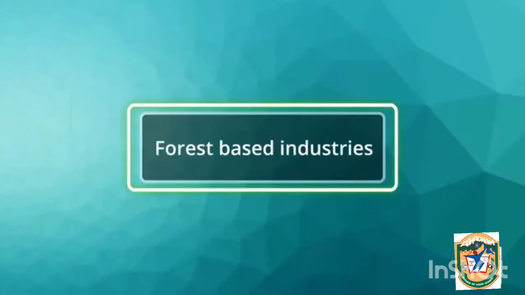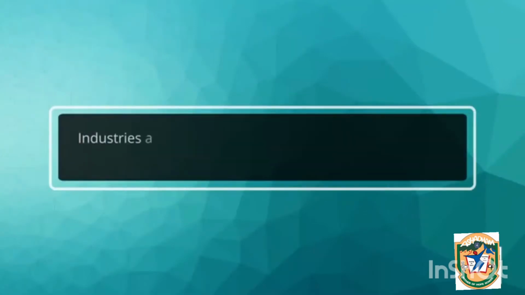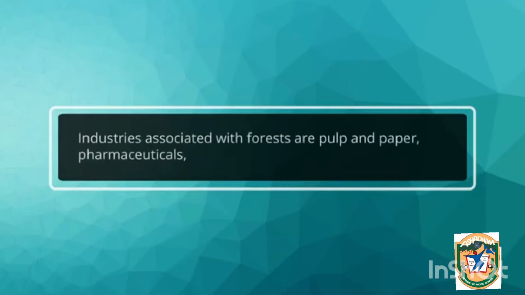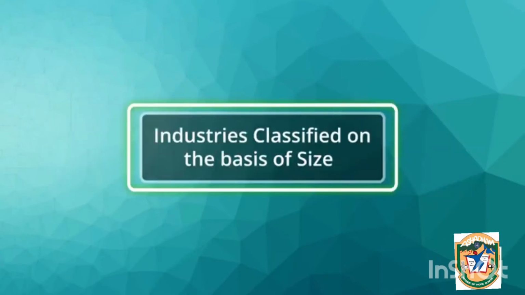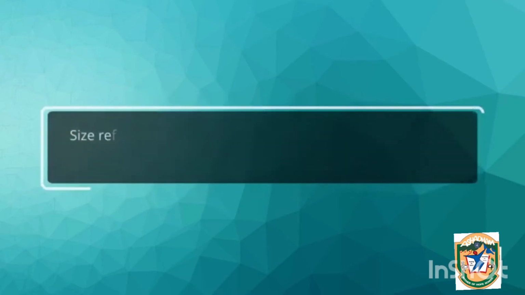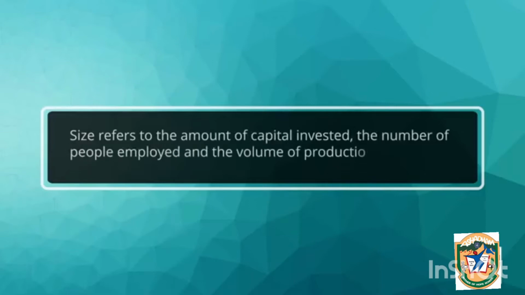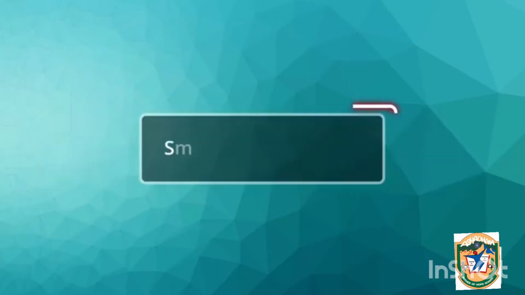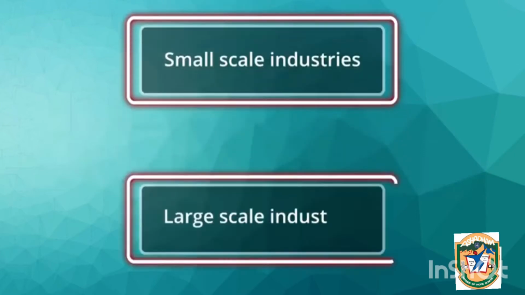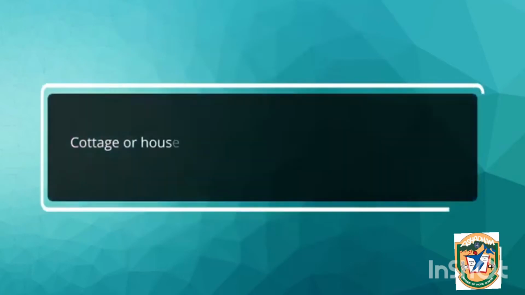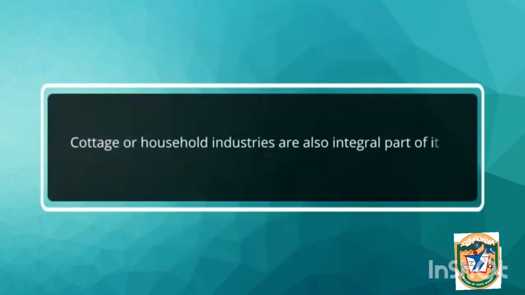Now next is the size. The production volume, the number of people that are being employed and the capital amount that is being invested are the main determinants of size of an industry. On the basis of size, we classify industry into two following types: small scale industry and large scale industry. What is small scale? Household and cottage industry are some examples of small scale industry. Artisans manufacture these products by hand.